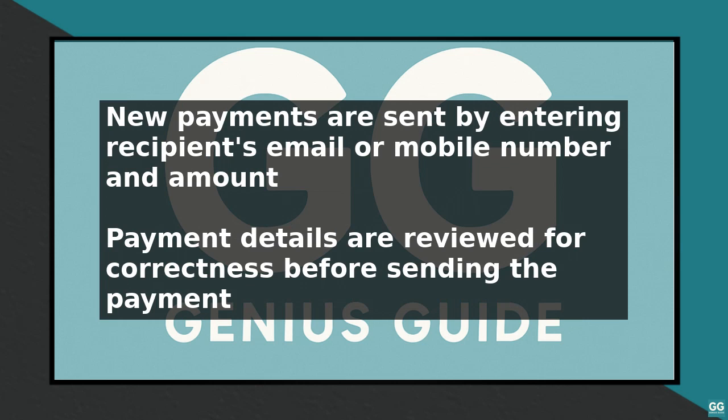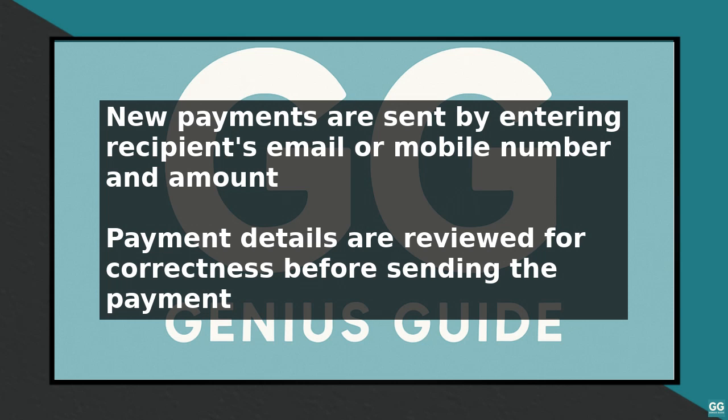Next, review the payment details to make sure everything is correct, including the recipient's information, the amount, and any memo you added. If everything looks good, click Send to initiate the payment. The recipient will receive a notification that they have been sent money through Zelle and can then claim the payment by following the prompts.